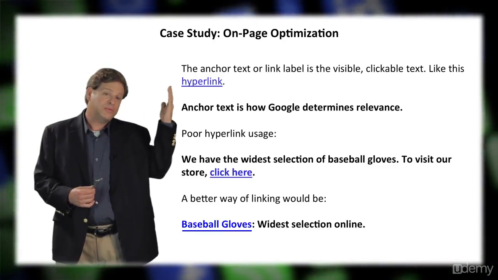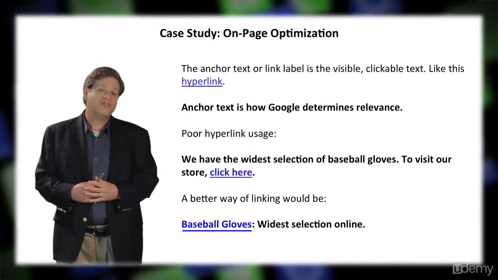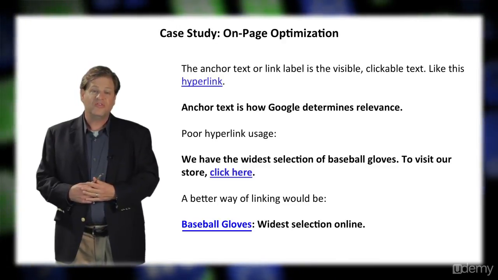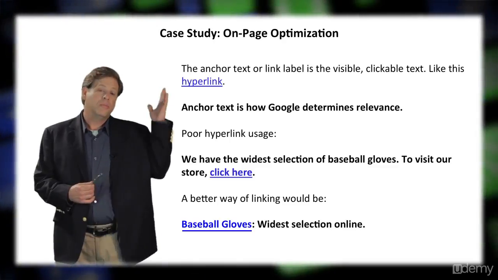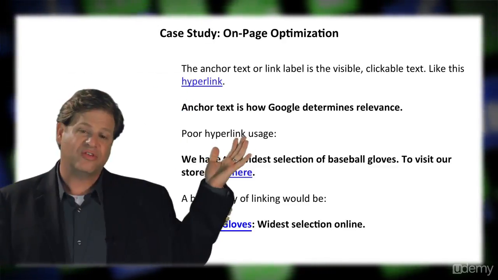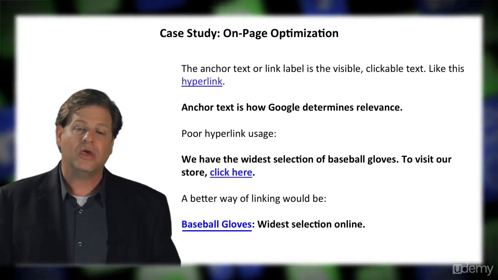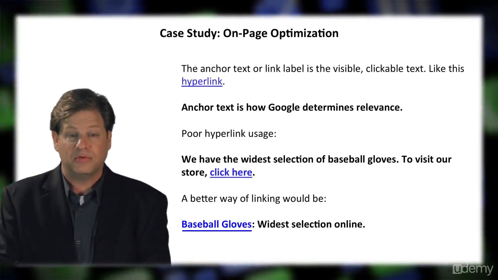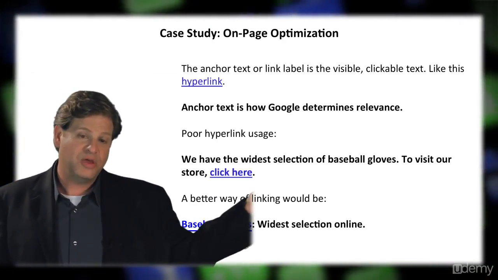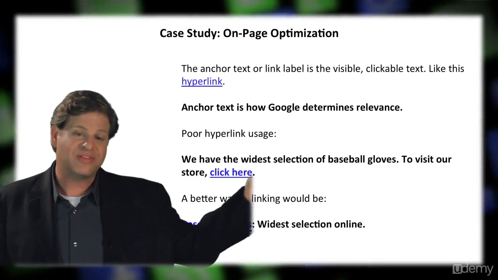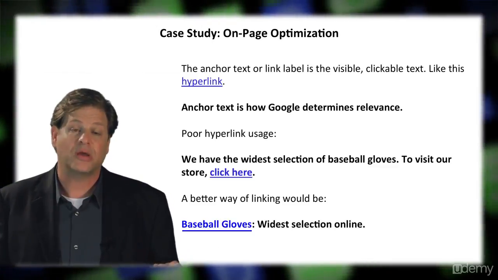So here's an example of poor hyperlink usage, right? We have the widest selection of baseball gloves. To visit our store, click here, right? A better way of linking would be baseball gloves, widest selection online. And in this case, you see baseball gloves is the anchor text for the hyperlink. And that tells Google, if someone searches baseball gloves, this must be a good page because someone's linking the word baseball gloves to it. And as I told you, Google treats links as recommendations.